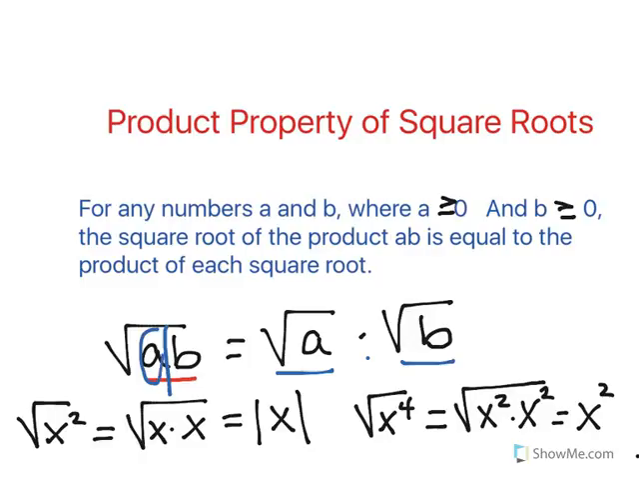So I'm just taking this number and square rooting it, and then taking this number and square rooting it, so I can break it apart. That's what this property says here. I can just take those two numbers, break them apart, and multiply their square roots.